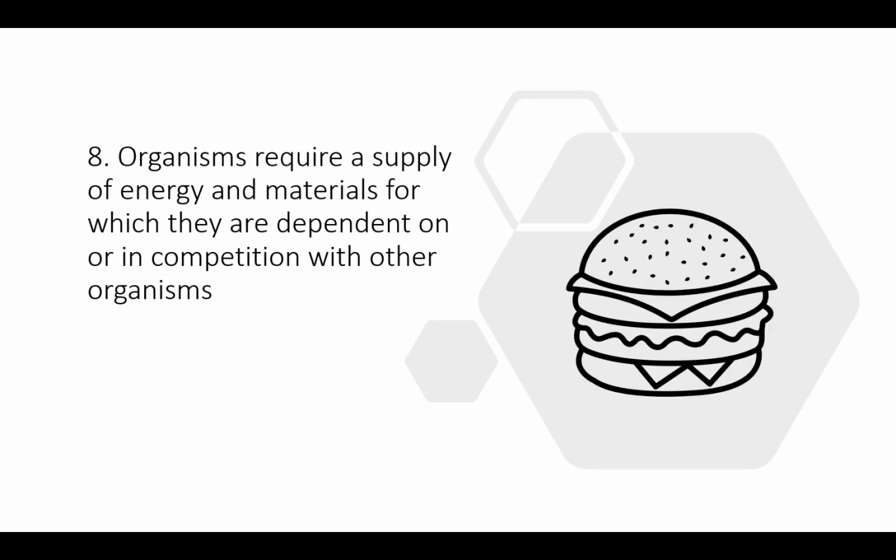Number 8, organisms require a supply of energy and materials for which they are dependent on or in competition with other organisms. So food provides materials and energy for organisms to carry out the basic functions of life and to grow. Some plants and bacteria are able to use energy from the sun to generate complex food molecules. Animals obtain their energy by breaking down complex food molecules, and so they are ultimately dependent on green plants for energy. In any ecosystem, there is a competition amongst species for energy and materials they need to live and reproduce.